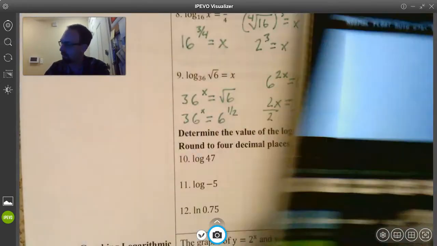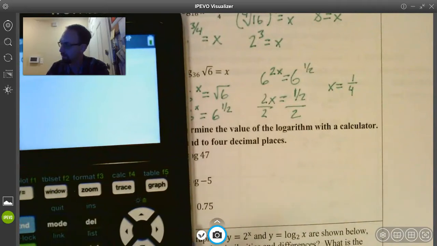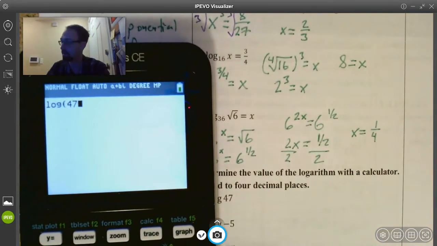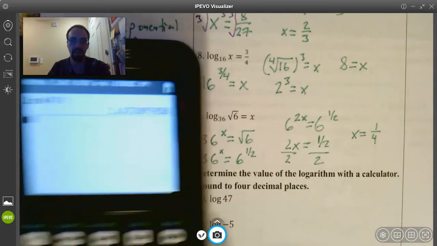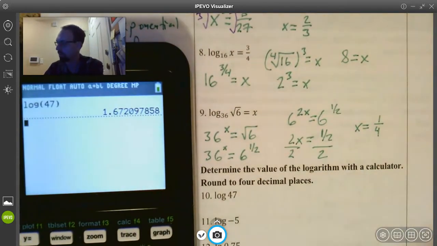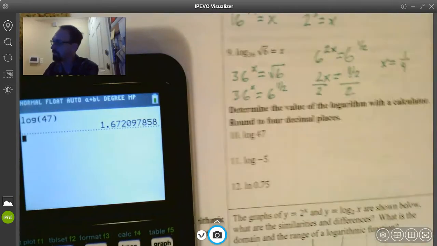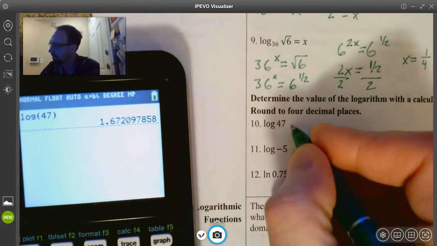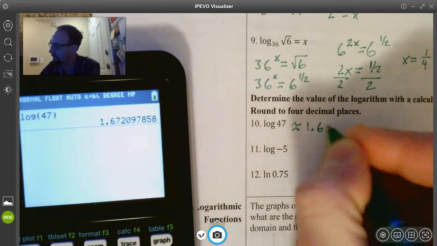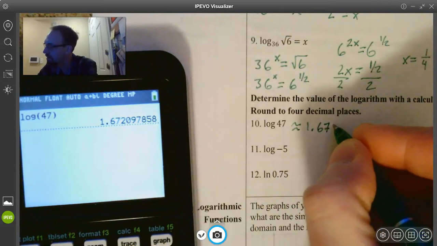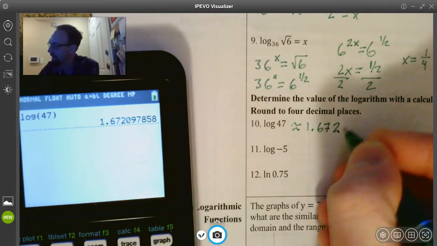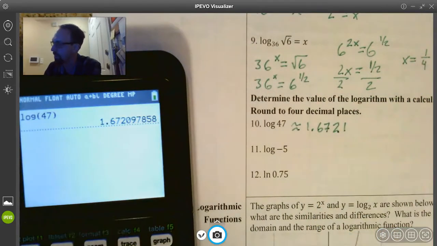So here I'm going to do log of 47, and you see that mine has an open parenthesis, so I'm going to go ahead and push close parenthesis. I always do that. There are going to be some times later on where we're going to need to practice the open and close parentheses. And so this is 1.672. All right, and the next number is a 9, so we're going to round that up.